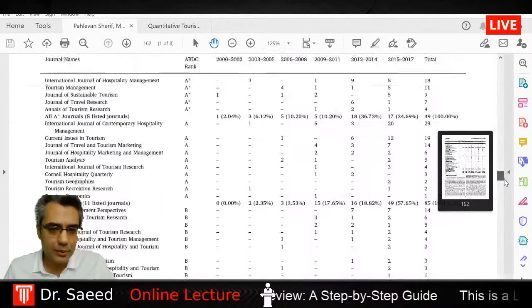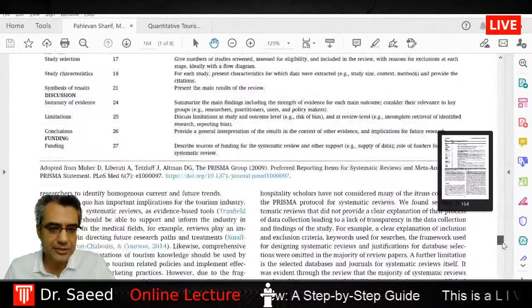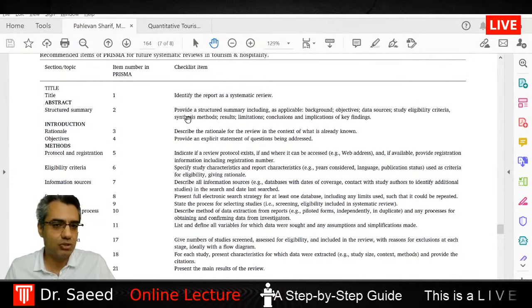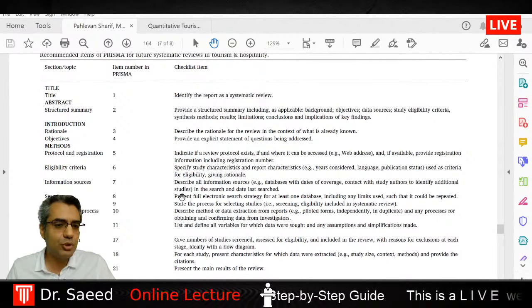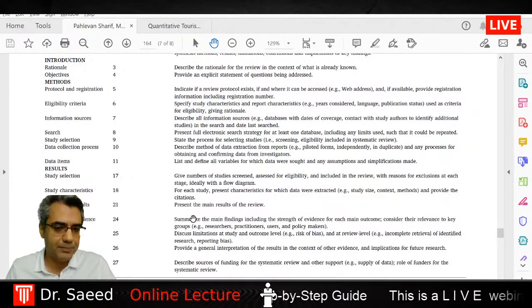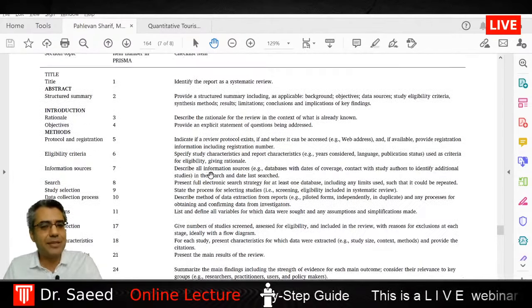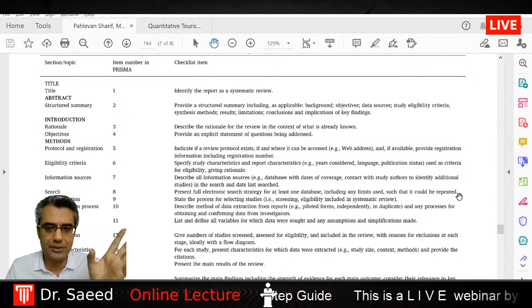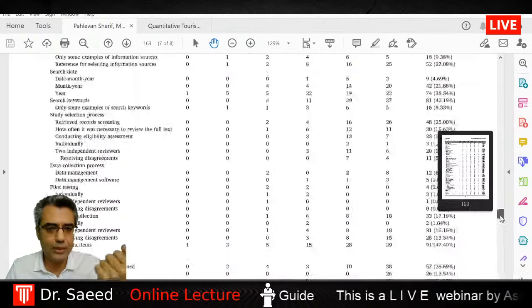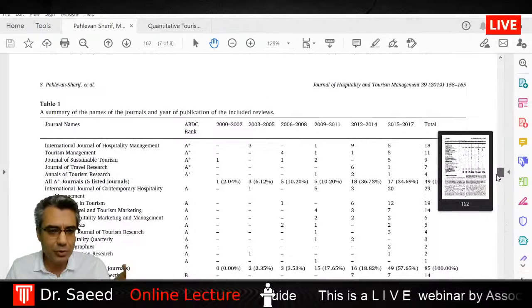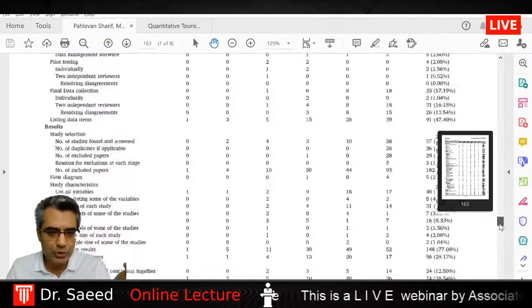So here what you can see is the items are inserted in the slide, right? So these must be addressed, all of them, right? And the explanation has been provided in the book chapter, right? How to provide them, what to write, and these sorts of things. Here you can see, for example, let me show you something.